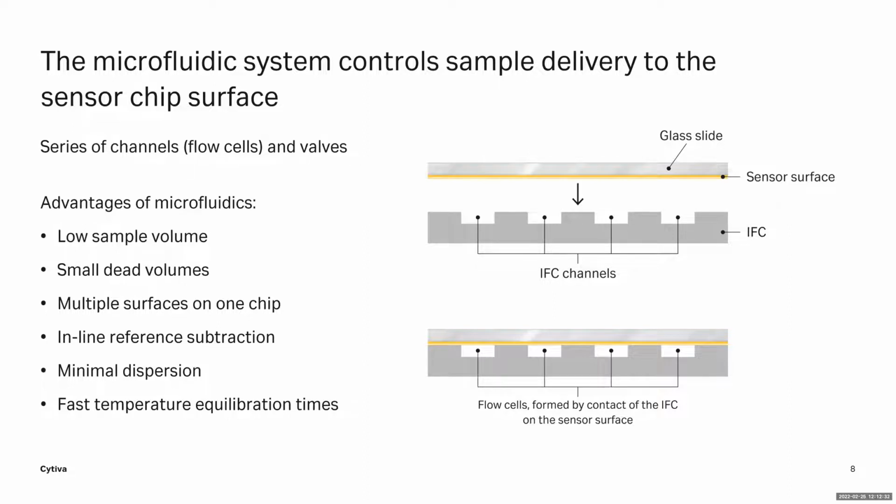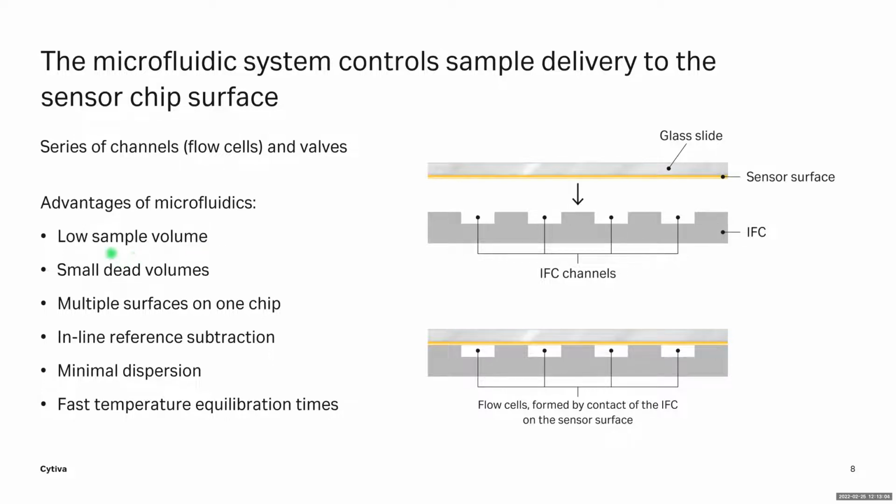Why do we need microfluidics? Well, it gives us a number of advantages. It reduces sample volume. Typical samples will be on the order of 50 to 250 microliters. Concentrations will be in the range of the interaction affinity that you're trying to measure. So if the KD is nanomolar, you use nanomolar concentrations of the analyte. If the KD is micromolar, you'll use micromolar concentrations of the analyte for your samples.